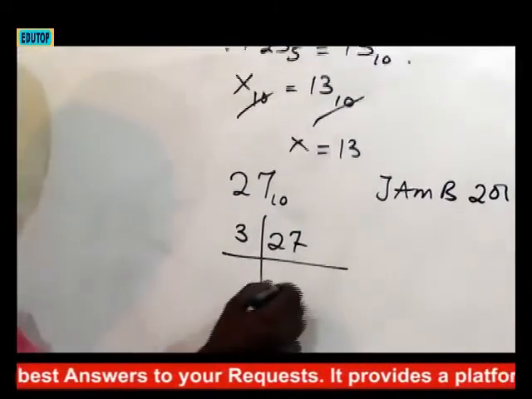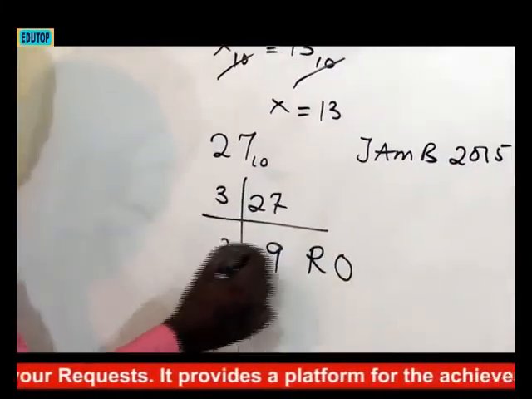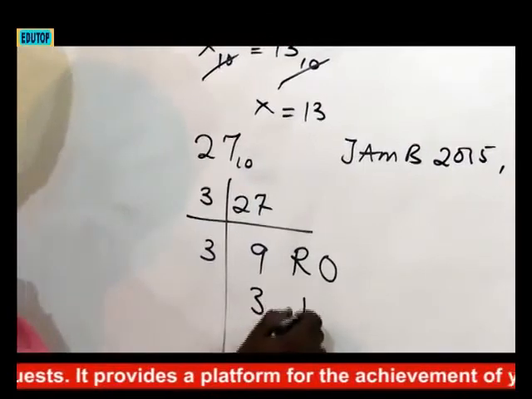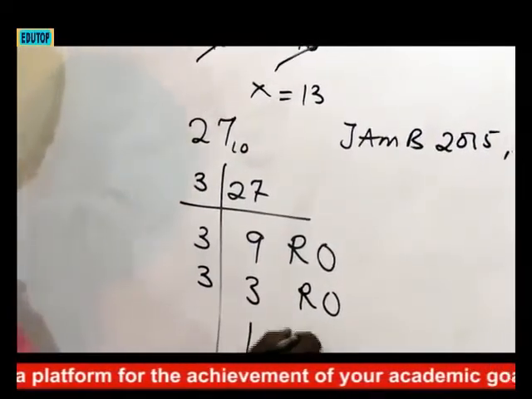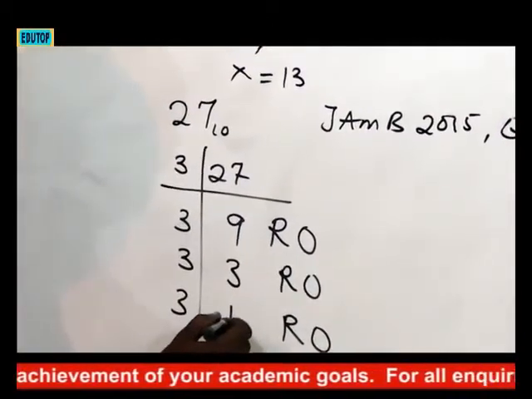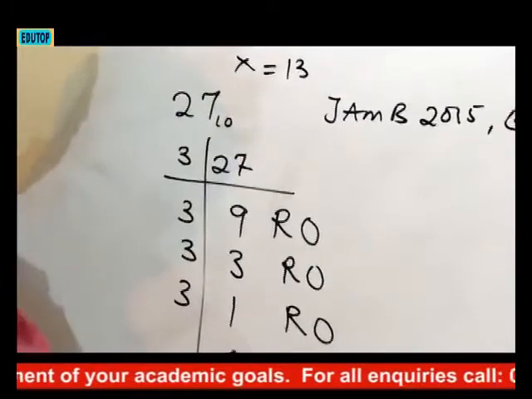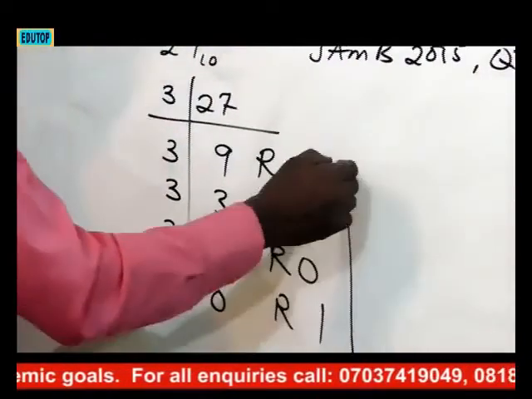3 in 27, that is 9. Remainder what? 0. 3 in 9, 3. Remainder what? 0. 3 in 3, 1. Remainder what? 0. 3 in 1, 0. Remainder what? 1. And having gotten to this junction, the next thing is to now count it upwards.